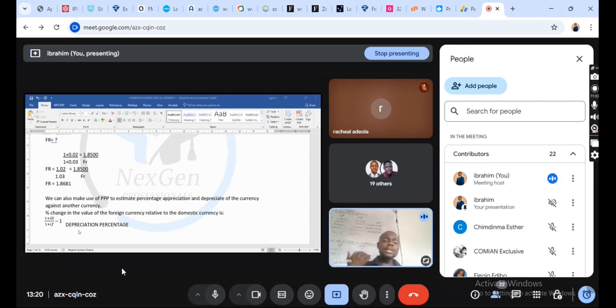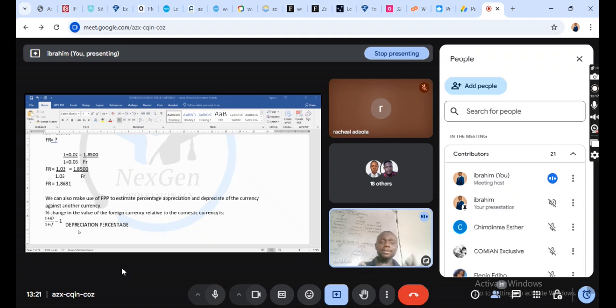So how will you know if this spot rate is appreciating or depreciating? It is when you see the spot rate and you see that the Nigerian currency has a higher spot rate than the foreign one, because the Nigerian currency is depreciating. What is the depreciation percentage? When you get your depreciation percentage, you look at what the forward rate will be as a result of this. Because when your spot rate is decreasing, what will be the forward rate?